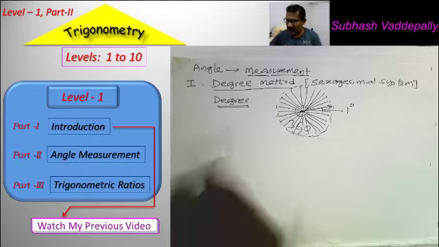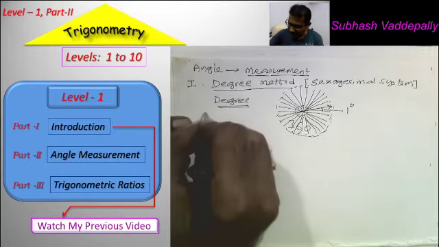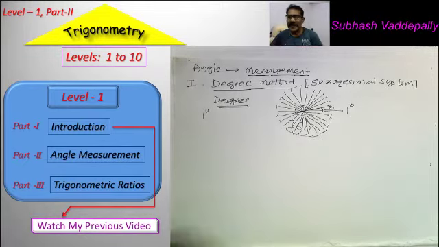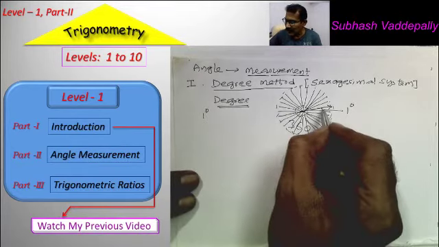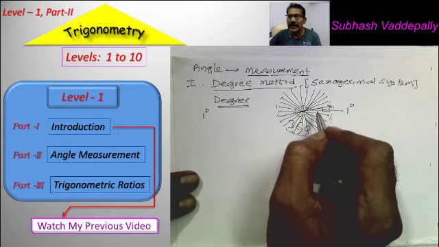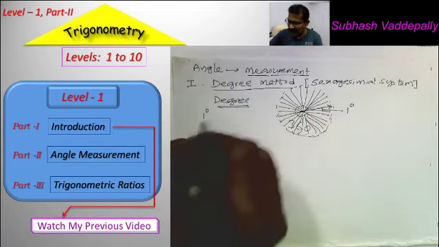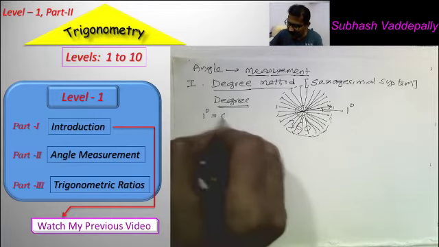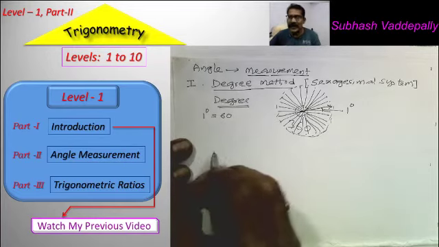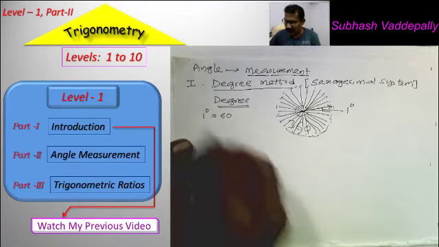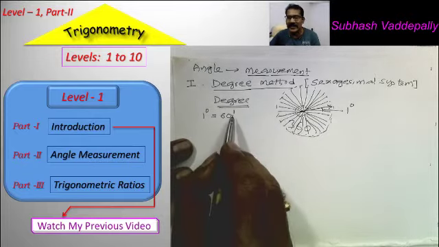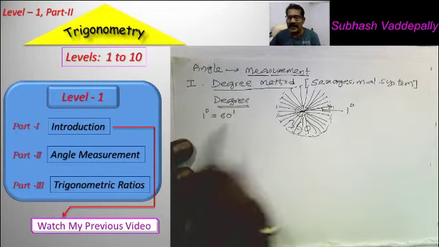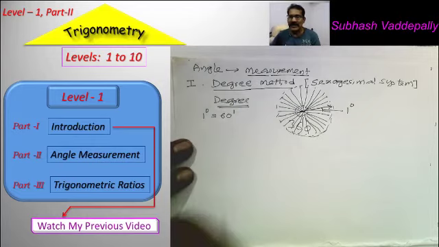In case the angle is smaller than 1 degree, we need some other measurements. So what we do is, this 1 degree we again make into 60 equal parts. Means 1 degree divided into 60 equal parts. Then each part is called a minute. Means 1 degree is equal to 60 minutes. That we write with the symbol of a dash. Dash indicates a minute.